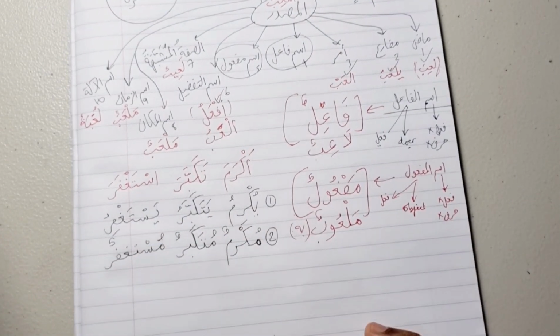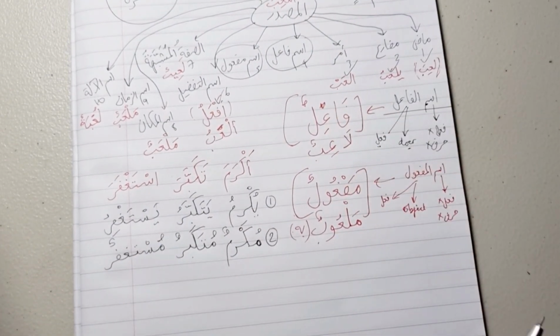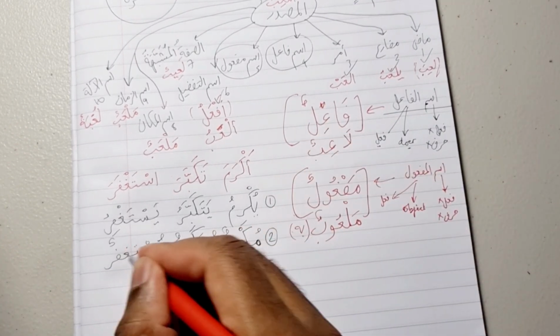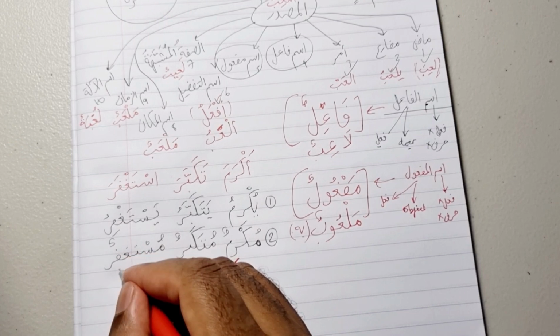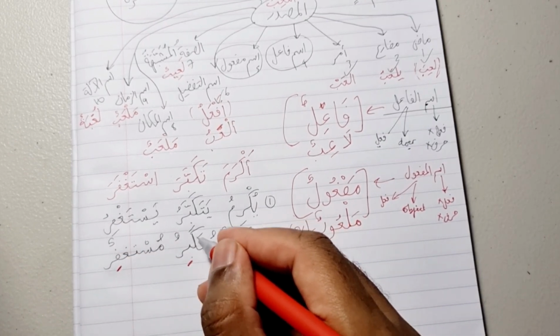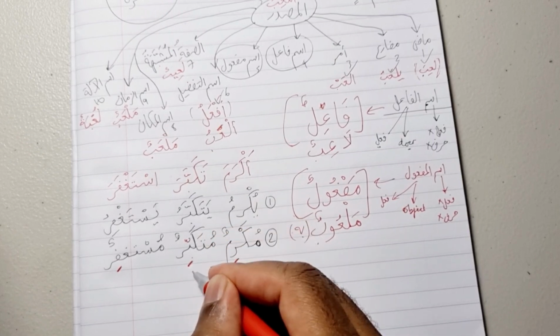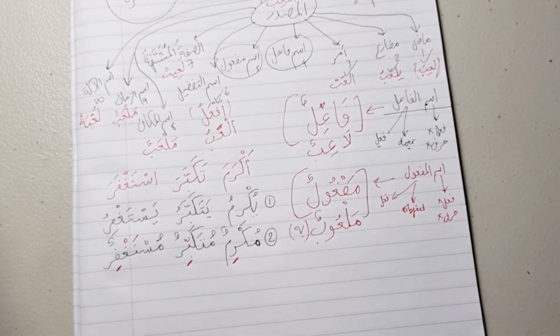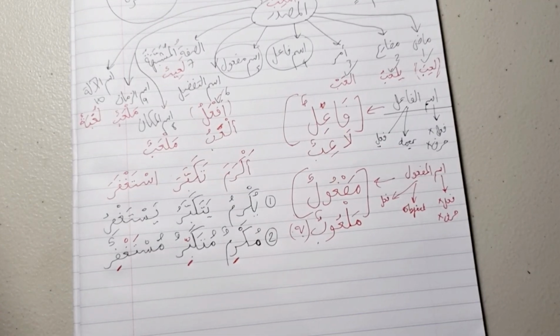Both of them have tanween. For ismul fa'il, the only difference is the second last letter is going to take a kasra. Everything else remains the same except the second last letter. So mukrimun, mutakabbirun, mustaghfirun. That's how you create the ismul fa'il.